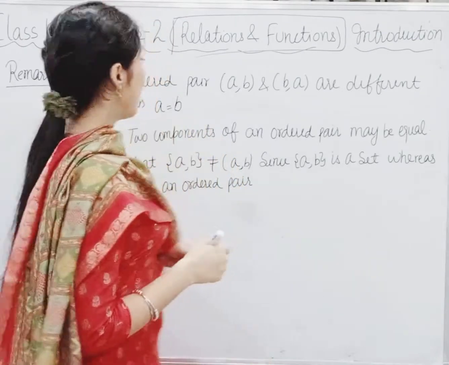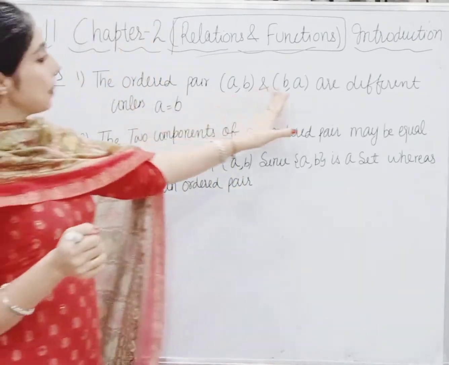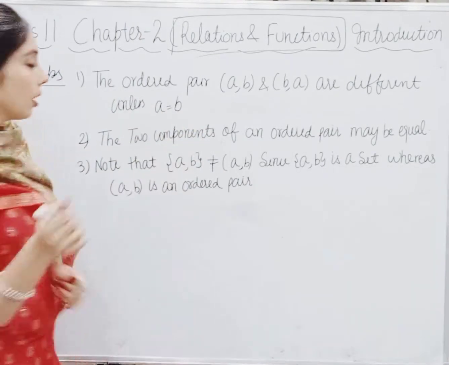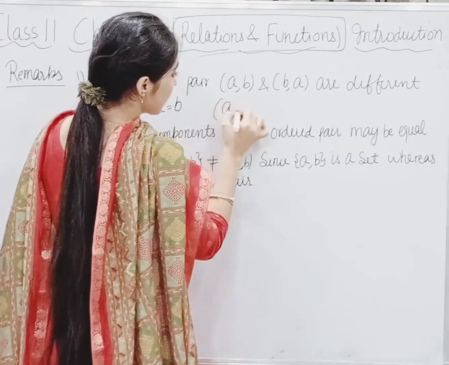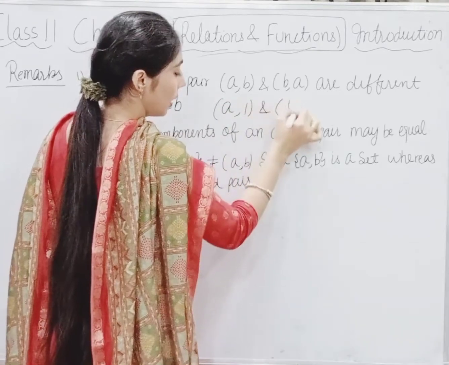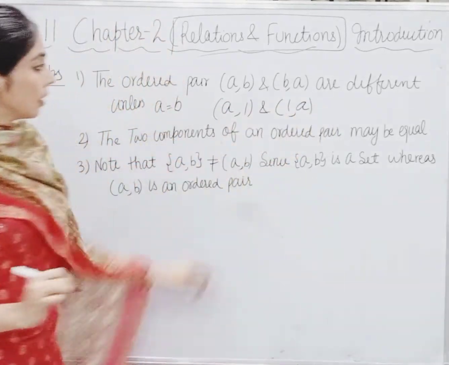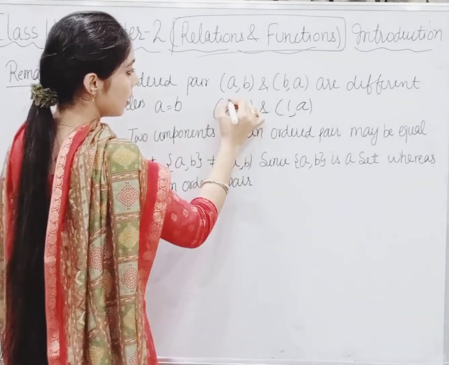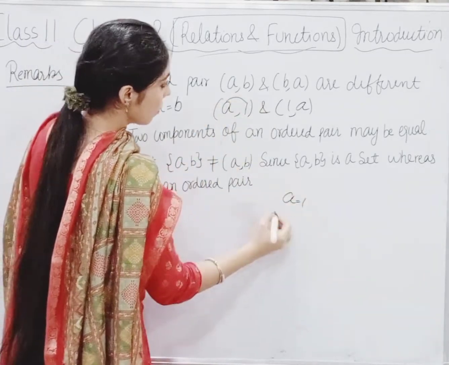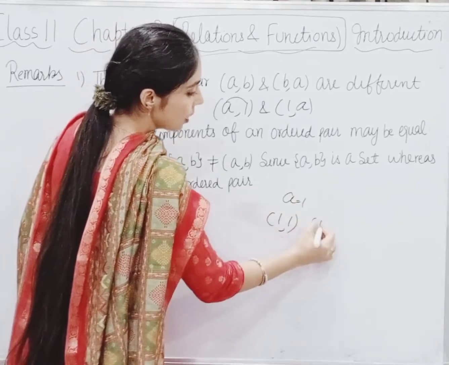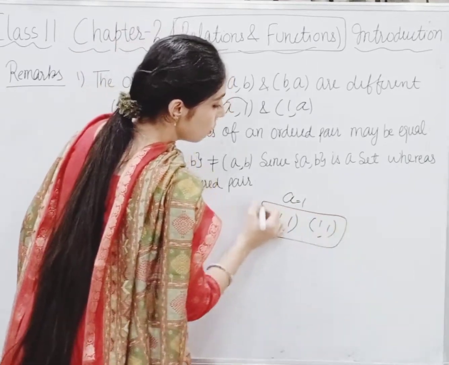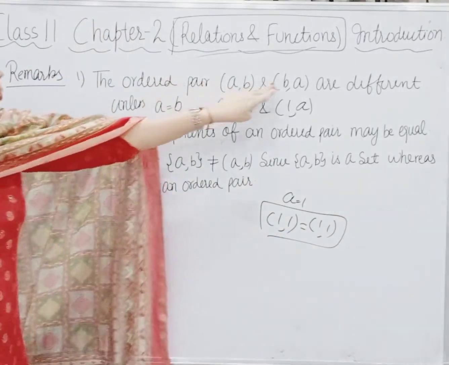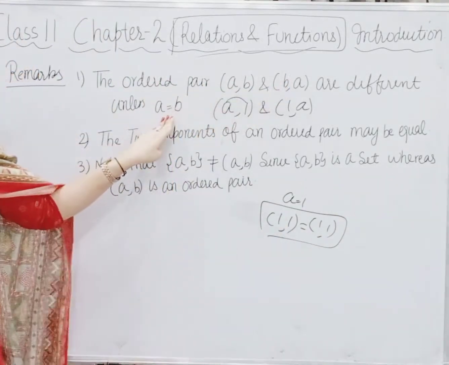Let's discuss some remarks. The first one is that the ordered pairs (a, b) and (b, a) are different unless a equals b. Like this, (a, 1) and (1, a) are different. If a is equal to 1, then the components will be the same, so these ordered pairs are equal. So, these two are different unless a equals b.